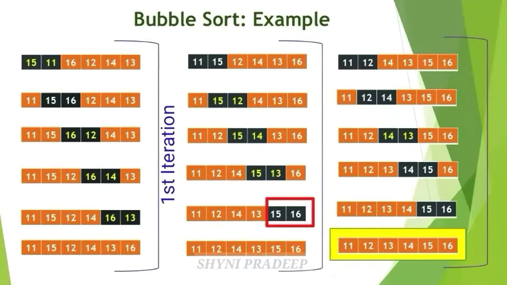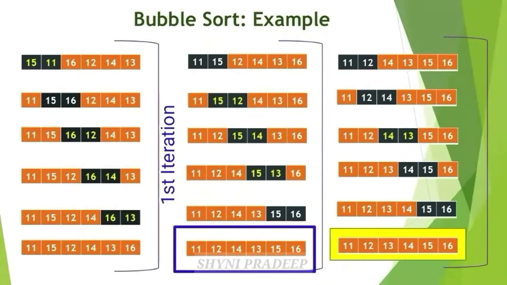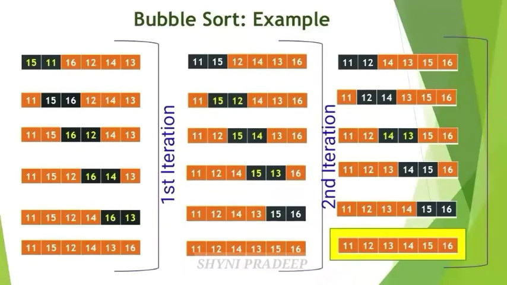Now select these two elements. This 15 is less than 16. The current element is less than the next element, so no need to swap them. See here, these elements are not sorted till now. This is our second iteration, but we have still not completed the sorting.